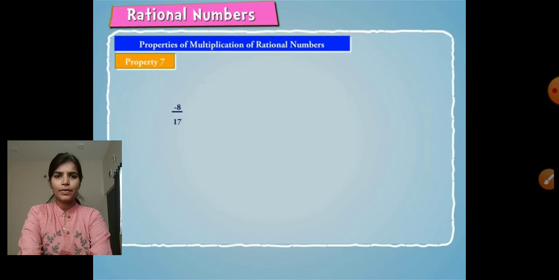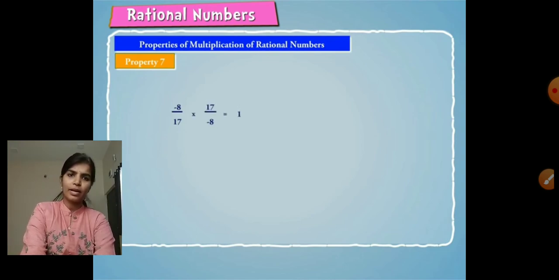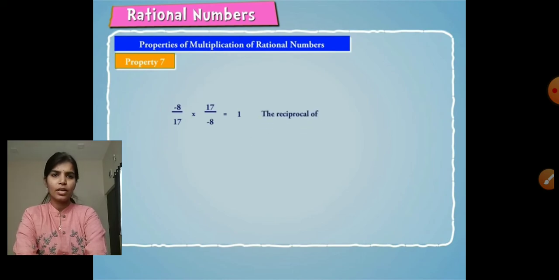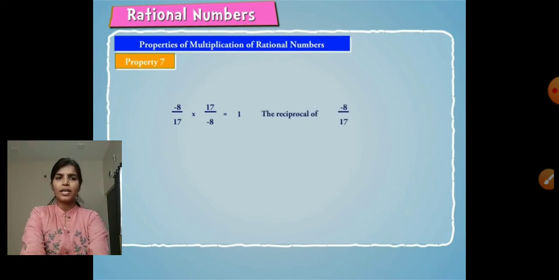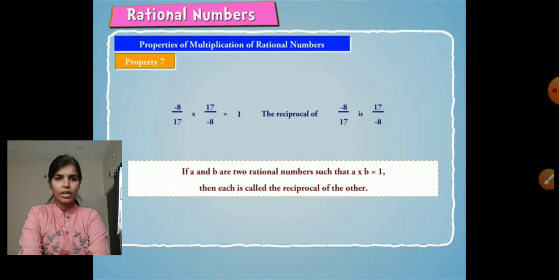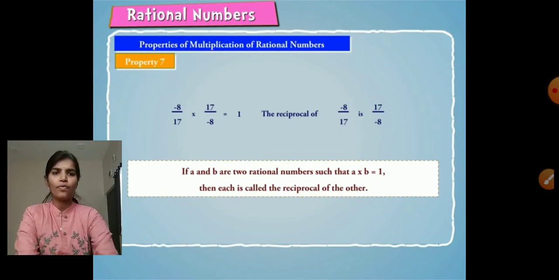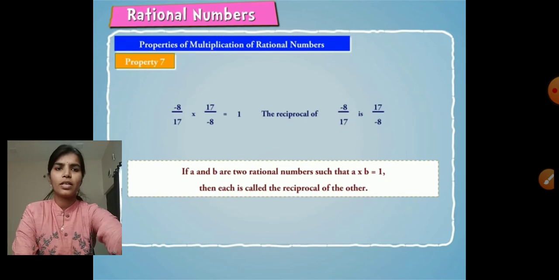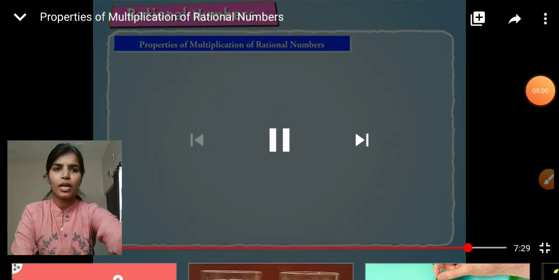minus 8 by 17 into 17 upon minus 8 is equal to 1. The reciprocal of minus 8 by 17 is 17 upon minus 8. So it is very easy to find the reciprocal. If A and B are two rational numbers such that A into B is equal to 1, then each is called the reciprocal of the other. So all these are the properties of rational numbers.